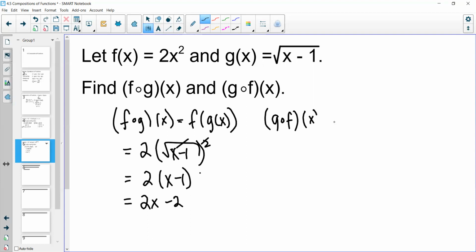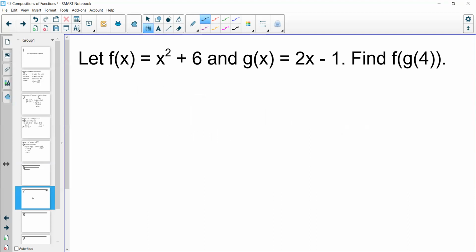Well, if we are looking at g composed of f here, what we're going to end up getting is everywhere in function g that there is a variable, we are going to put f of x. So we've got our function g here, but instead of putting an x, I'm going to put in that 2x squared minus 1. And so this is our other function. Again, notice how these two functions are different. Therefore, they're not inverse functions, which is something that we'll talk about later.